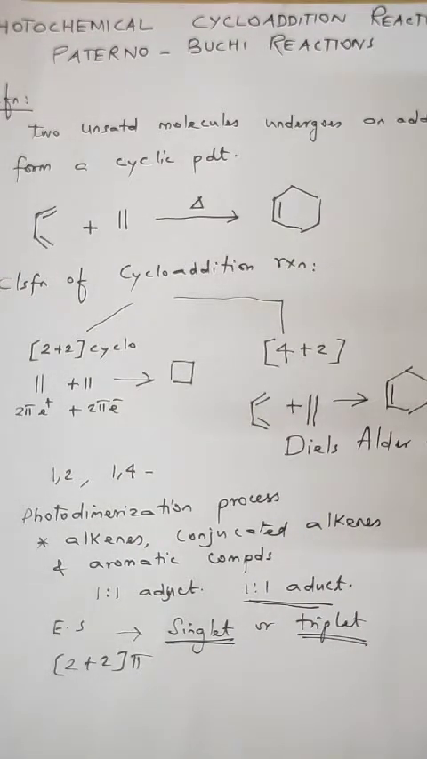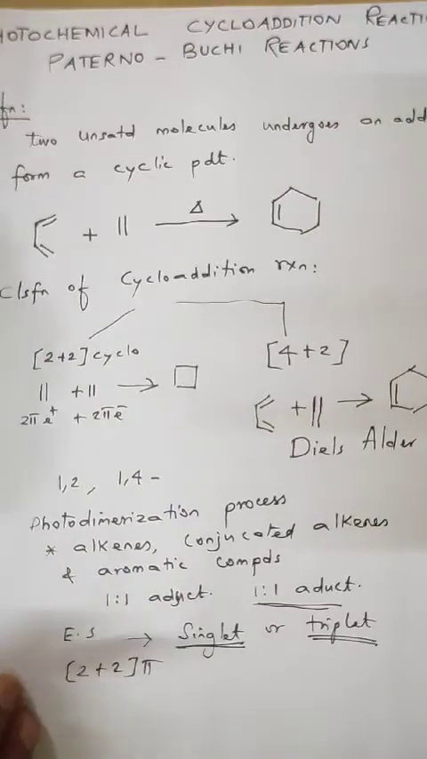Similarly, the alkene molecule in the triplet state reacts with a second molecule of alkene in its ground state to give the ring in two stages. After a spin inversion, this cycloaddition is not concerted.